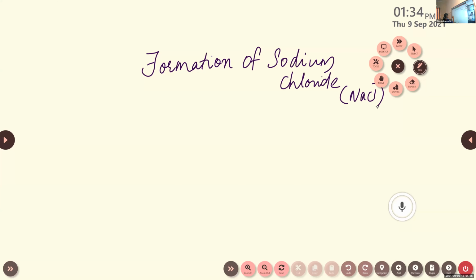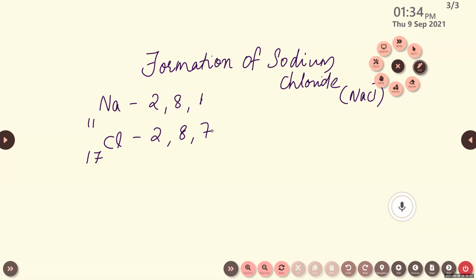Again, we can write the electronic configuration of both sodium and chlorine. Sodium, its atomic number is 11. So its configuration is 2, 8, 1, right? The next one, chlorine. In the case of chlorine, atomic number is 17. So its configuration is 2, 8, 7. Both sodium and chlorine are involved in chemical reaction to complete their outermost shell.